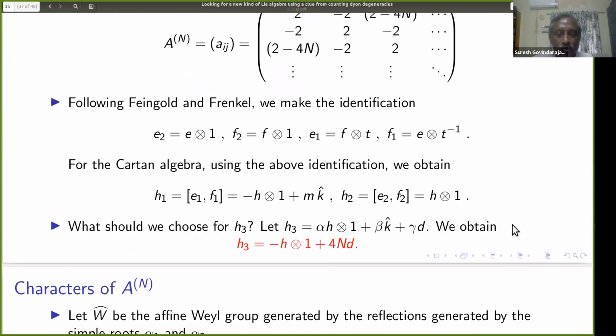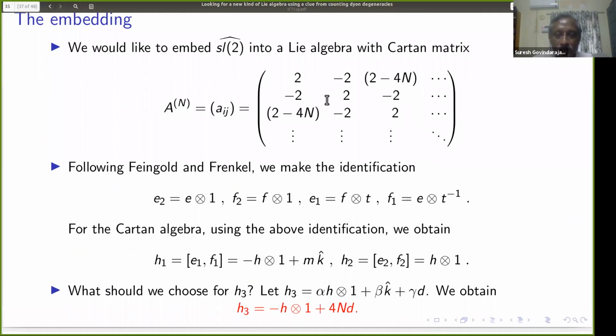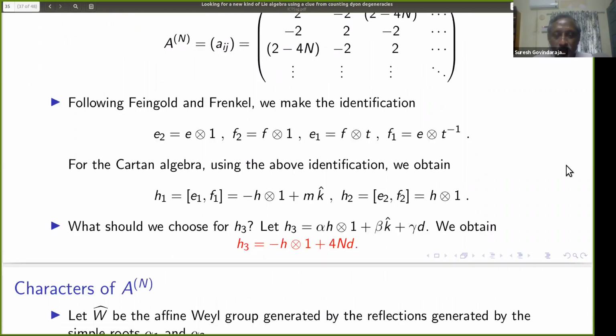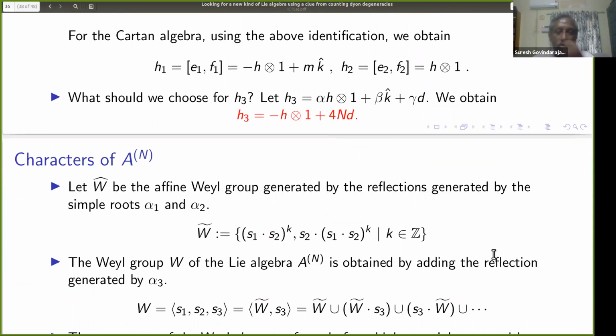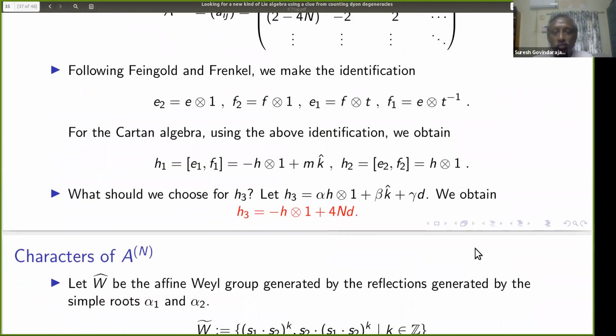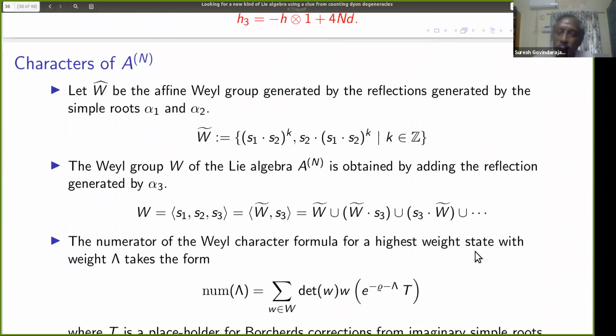So the Cartan of this 3 by 3 is H1, H2, H3, and we want to ask how the Cartan of this AN is related to the Cartan of the SL2 hat. And lo and behold, with these identifications you get H1 and H2, and then the third one is this combination. H3 is minus H tensor 1. So this is how we complete the mapping. It's more or less unique once you make a choice.